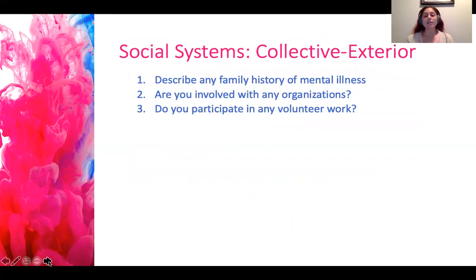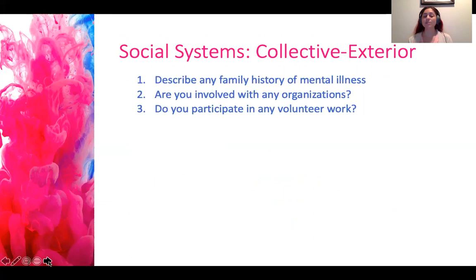And then here, family history of mental illness is helpful. We know that certain things tend to run in families, and if they don't, they can still bring stress associated with them, right? So having a parent who was severely depressed, for example, likely influenced the client growing up. So we want to know about that.